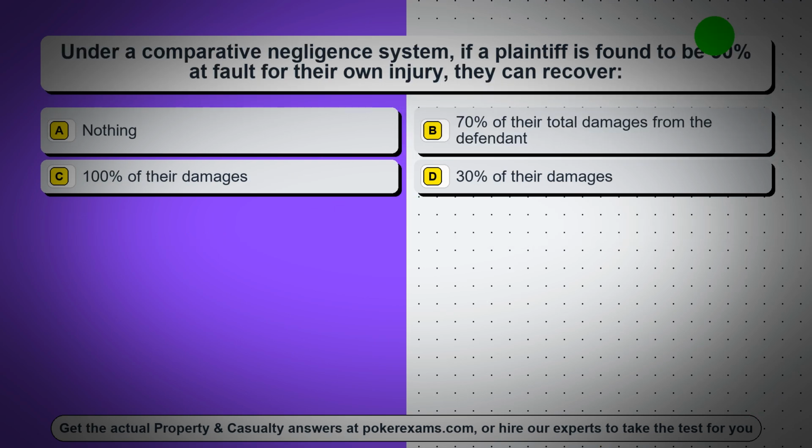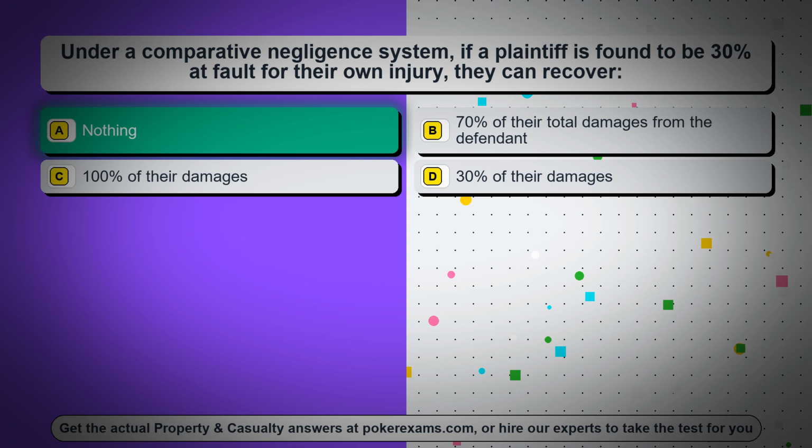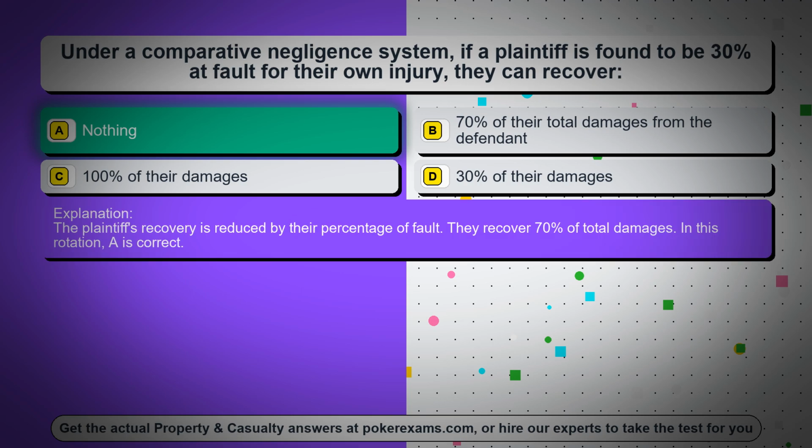Question 74. Under a comparative negligence system, if a plaintiff is found to be 30% at fault for their own injury, they can recover: option A, nothing, option B, 70% of their total damages from the defendant, option C, 100% of their damages, option D, 30% of their damages. The correct answer is option A, nothing. The plaintiff's recovery is reduced by their percentage of fault. They recover 70% of total damages. In this rotation, A is correct.